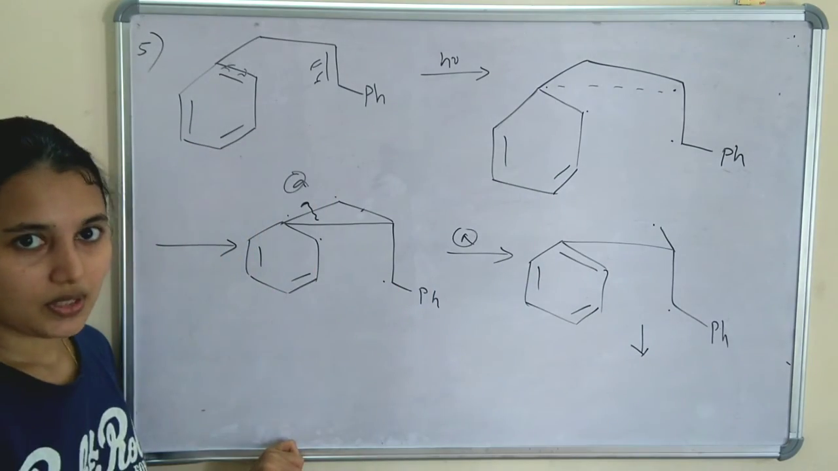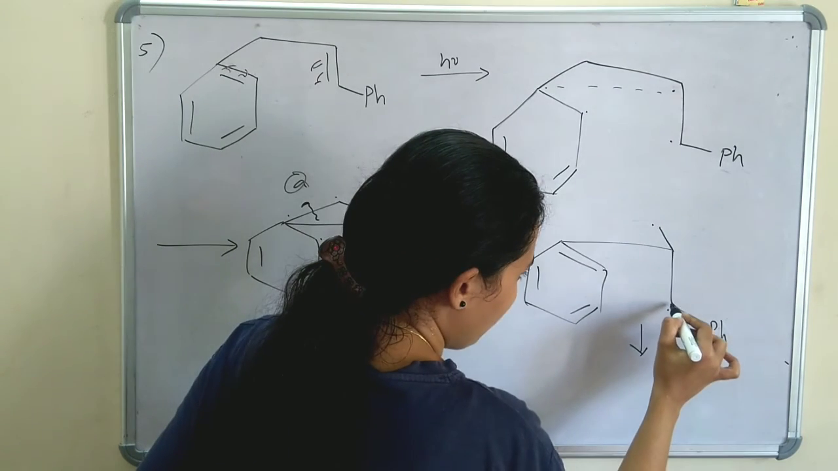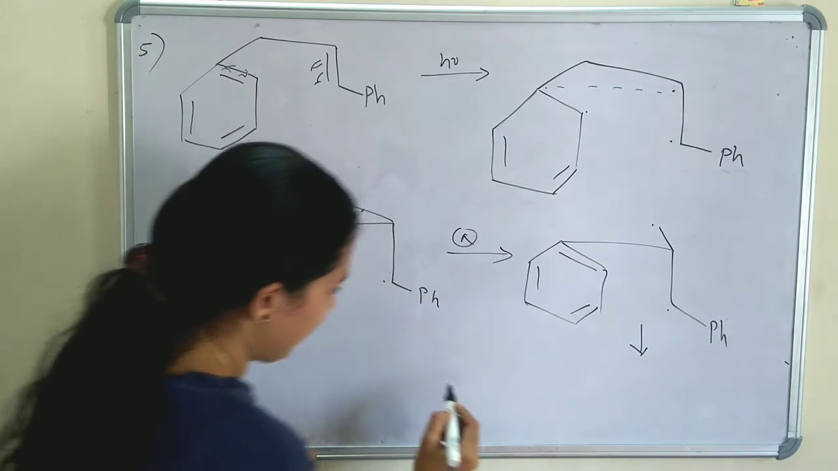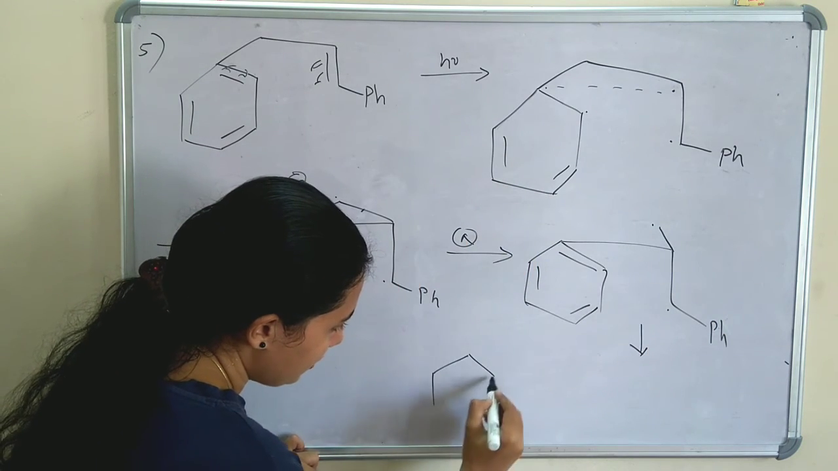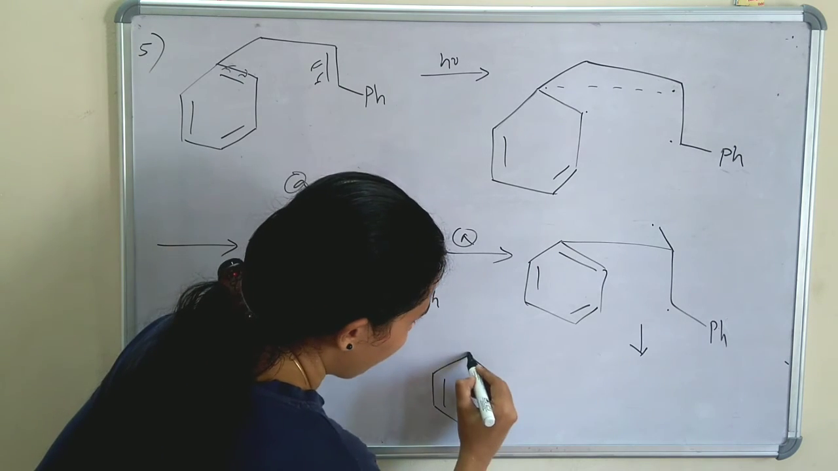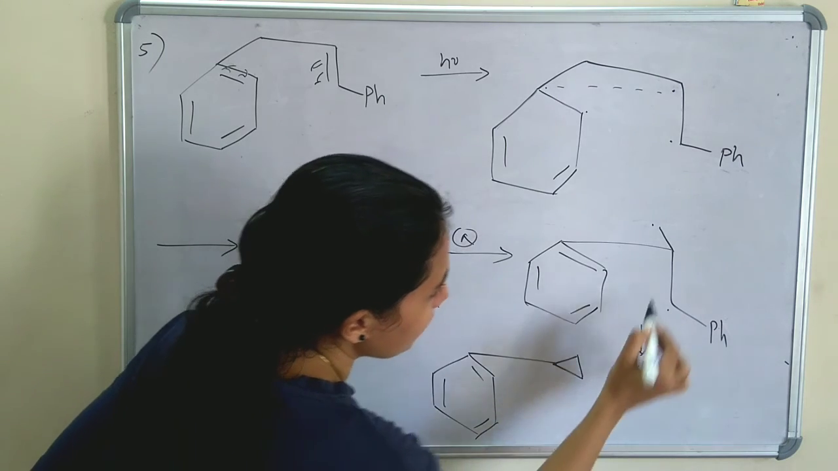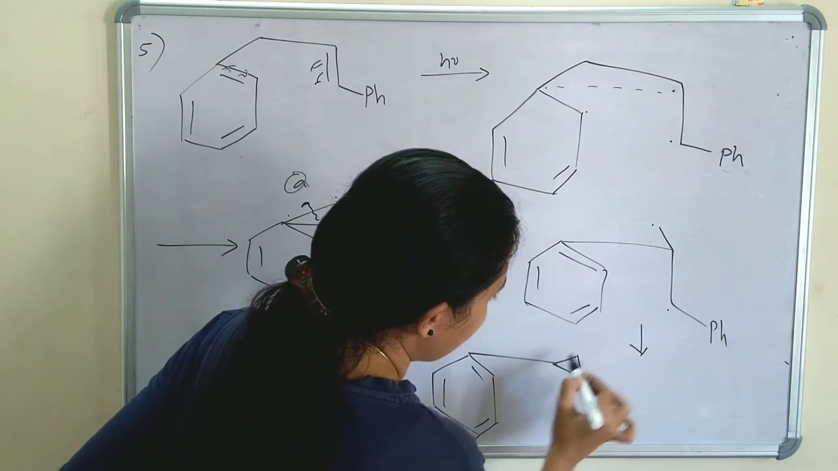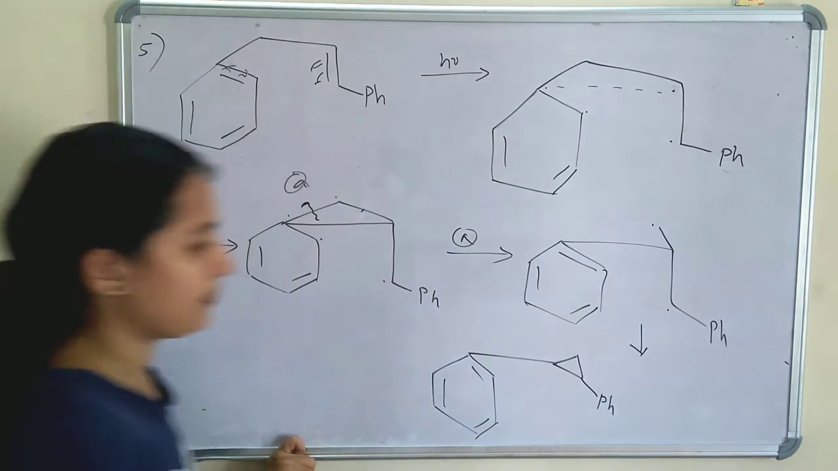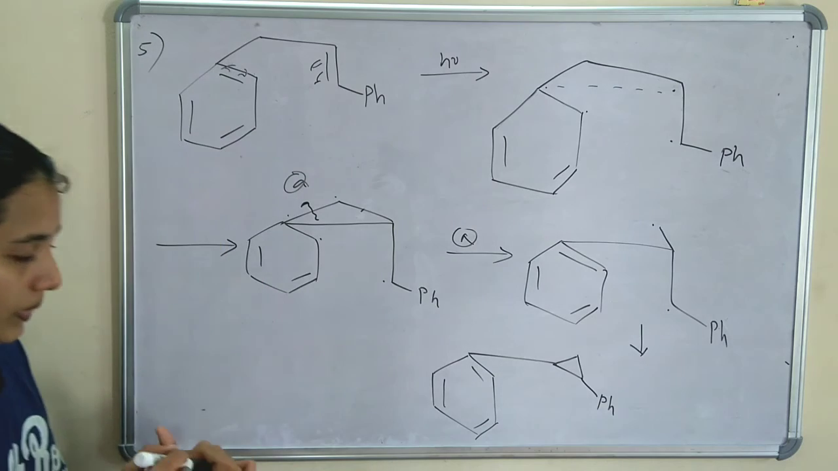Now the next step is to again form a cyclopropane ring. So 1, 2 and 3. A cyclopropane ring is formed. And this is benzene and a cyclopropane is formed. 1, 2, 3. And a Ph. So this is the product we are getting.